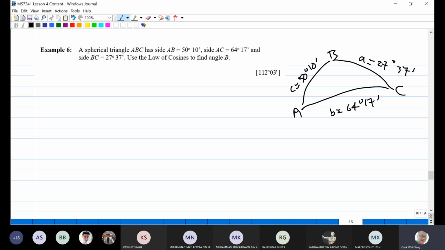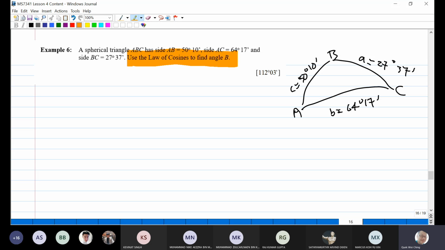Use the law of cosine. I even tell you how to solve this problem: use the law of cosine to find angle B. So use it. Unless I don't tell you, then you think, which one to use? Sometimes both can be used, law of sine or law of cosine, up to you. This one they tell you. Law of cosine must be the fastest way, because you don't have any angle. So start with law of cosine here.